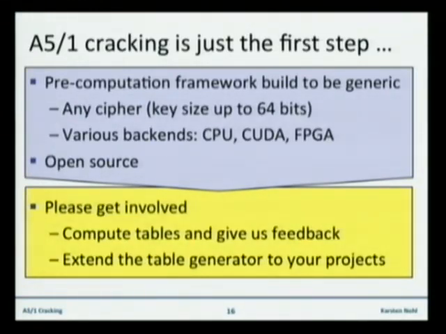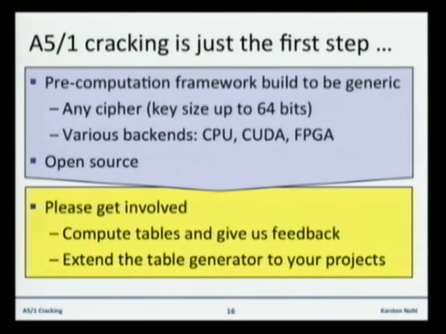So I've been talking about CUDA and FPGAs. CPUs are supported, of course, as well. And it's flexible for more possible backends. It is flexible as in the cryptographic function to be used as well. So if you have any other cipher with 64-bit or less of a key space, you can adapt this very, very quickly to just suit your project's pre-computation needs.